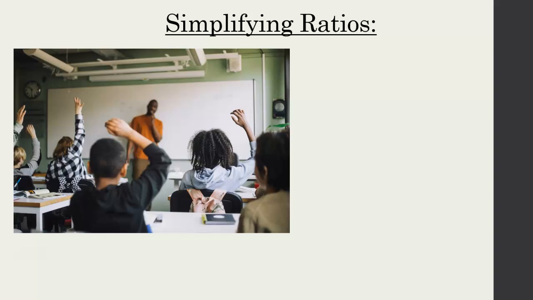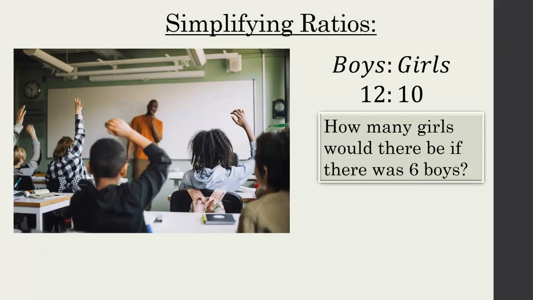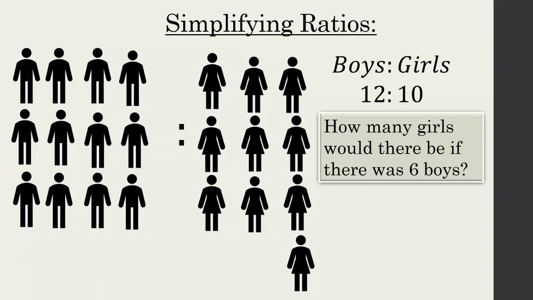So now we're looking at simplifying ratios or changing ratios. So let's say we had the ratio boys to girls, same as last time. We had 12 is to 10. What if we ask the question, how many girls would there be if there was 6 boys? So remember we had 12 boys to 10 girls. What if there was only 6 boys? Well, how many girls would there be?